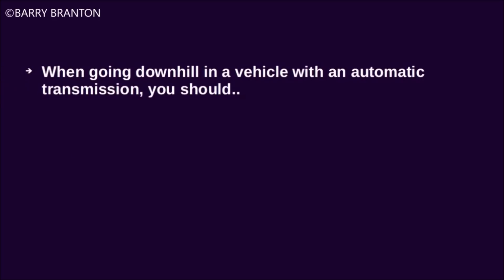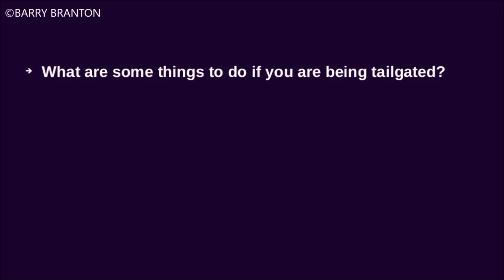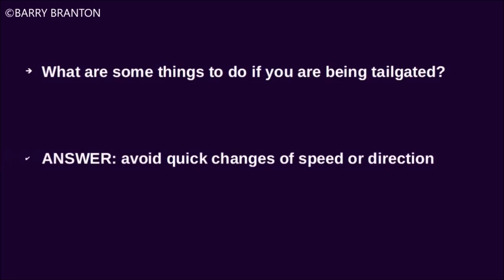A pre-trip inspection should be performed before each trip. When going downhill in a vehicle with an automatic transmission, you should select a low range to get greater engine braking. What are some things to do if you are being tailgated? Avoid quick changes of speed or direction.